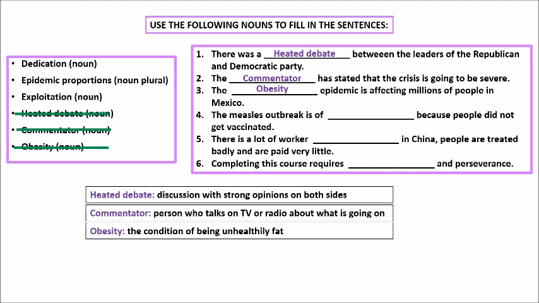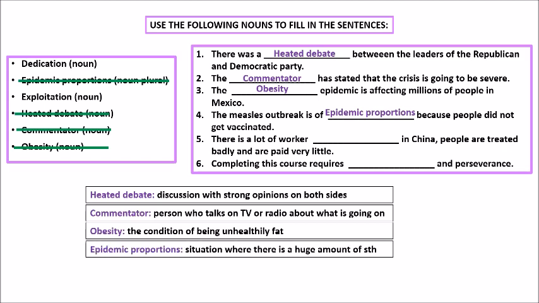Okay guys, number 4, the measles outbreak is of epidemic proportions because people did not get vaccinated. So it is a situation where there's a huge amount of something. So here we're using a health or medicine related term or sentence, but it can be used for anything else as well, not just clinical or medical terms or health terms. Okay, number 5.